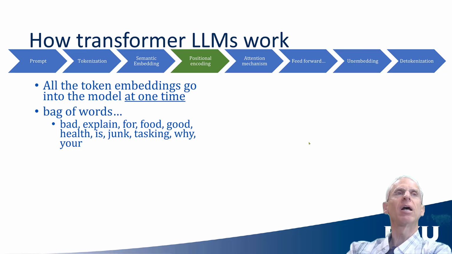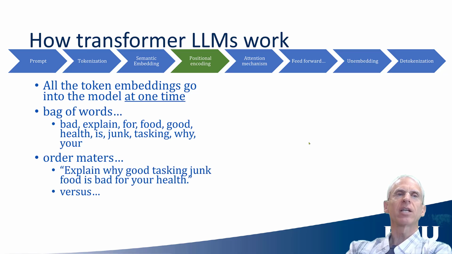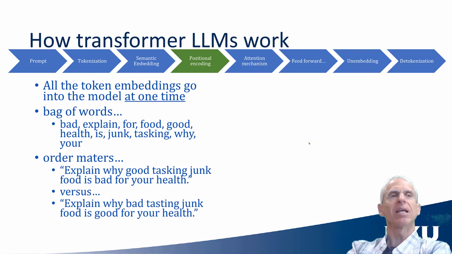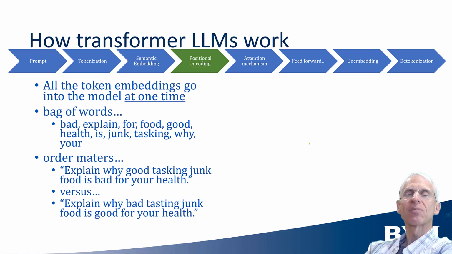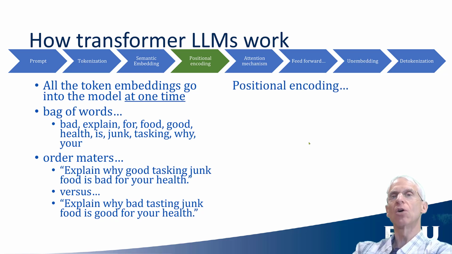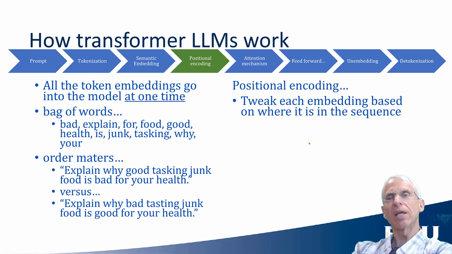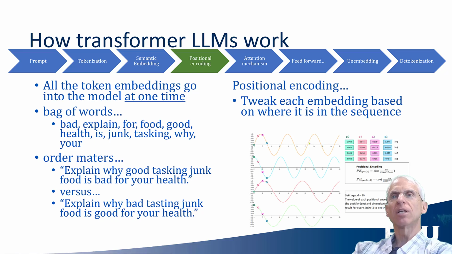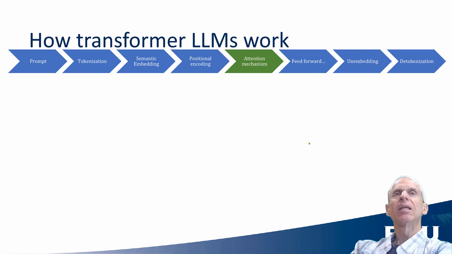Okay, so here we have a bag of words: bad, explain, for, food, good, health. We could organize it different ways. Explain why good tasting junk food is bad for your health, or explain why bad tasting junk food is good for your health. Those are very different sentences based on the meaning. So basically, in a nutshell, what they do is positional encoding. They basically tweak each embedding so that the model will know where it exists in sequence. And it does it through this thing called sinusoidal positional encoding. I'm not going to go into that here, but just trust me, it works.